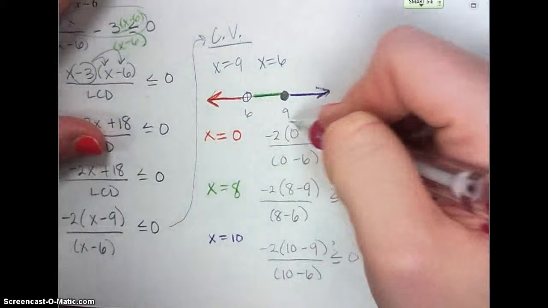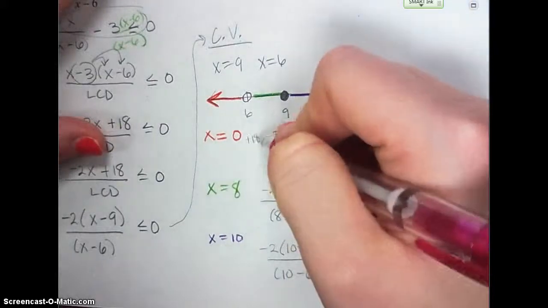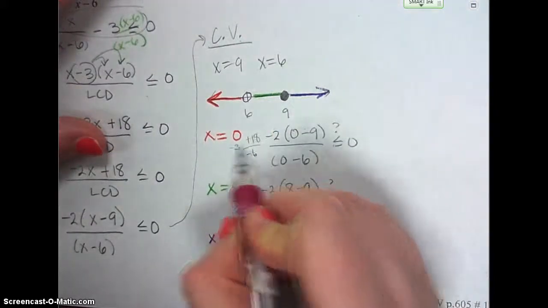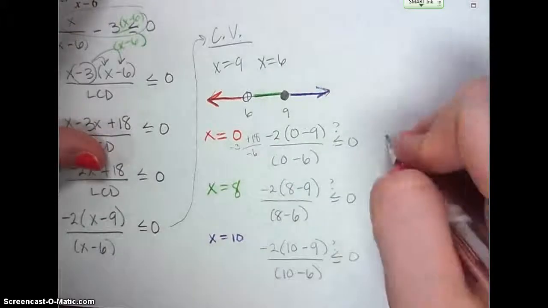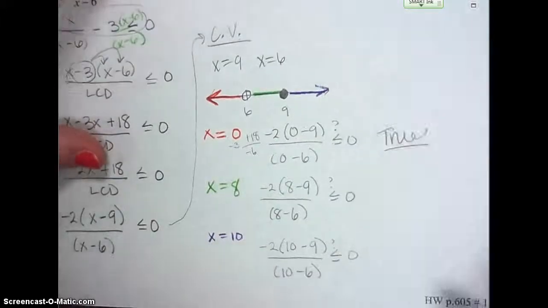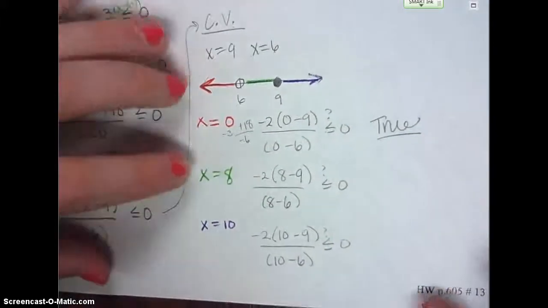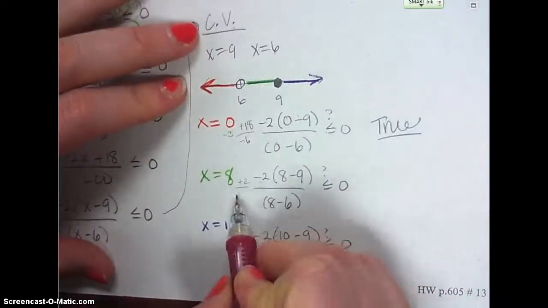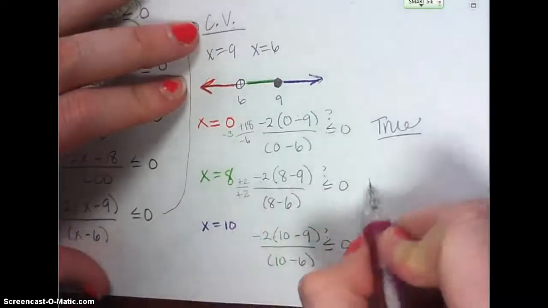This is negative 2 times negative 9. That's positive 18 over negative 6. That would be negative 3. Is that less than 0? Yes, so that's true. The second one, I get negative 2 times negative 1. That's positive 2 over positive 2. That would be positive 1. That's false.